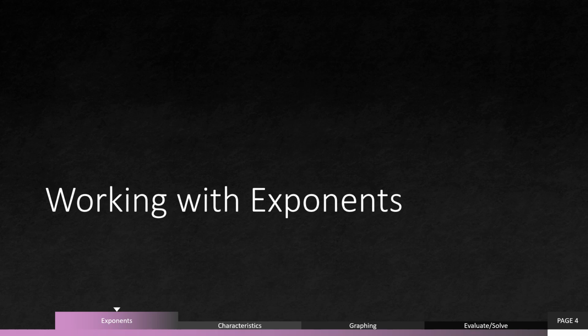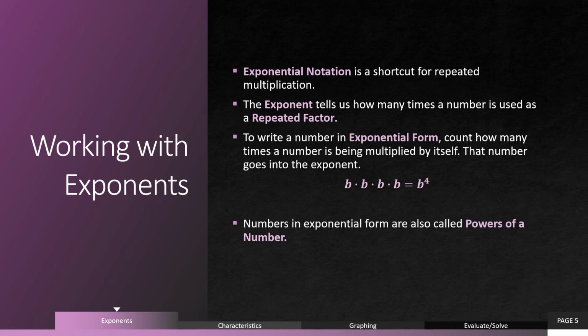First, we will begin by working with exponents. Exponential notation is a shortcut for repeated multiplication. The exponent tells us how many times a number is used as a repeated factor. To write a number in exponential form, count how many times a number is being multiplied by itself, and then put that number as the exponent.